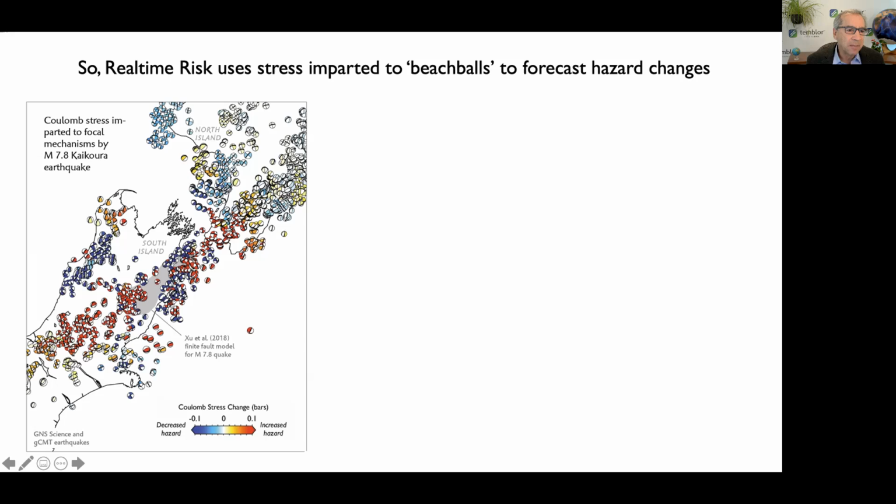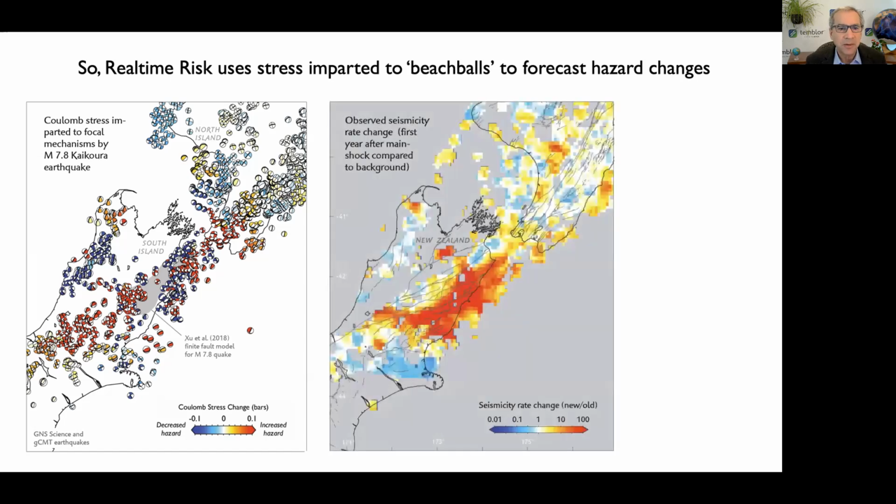And you can see, for example, it's increased stress here and decreased stress here. Now what I'm going to do on the right panel is compare that to the change in seismicity rate, where we saw more earthquakes after Kaikoura than before, aftershocks, you'll see it turn red. And where we saw a reduction in rate of earthquakes, you'll see it turn blue. And so notice that this red zone is perfectly coinciding with this red zone.